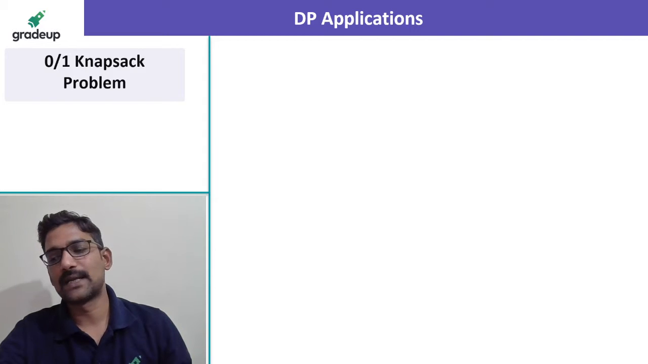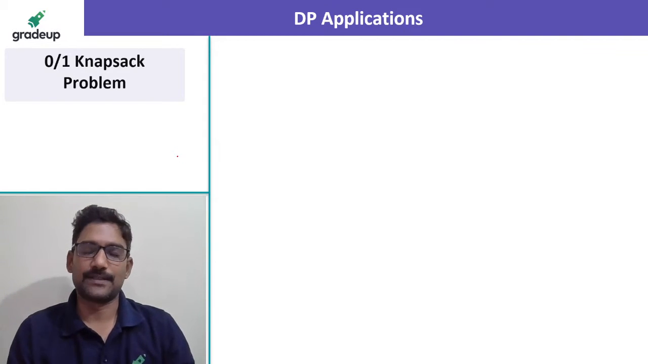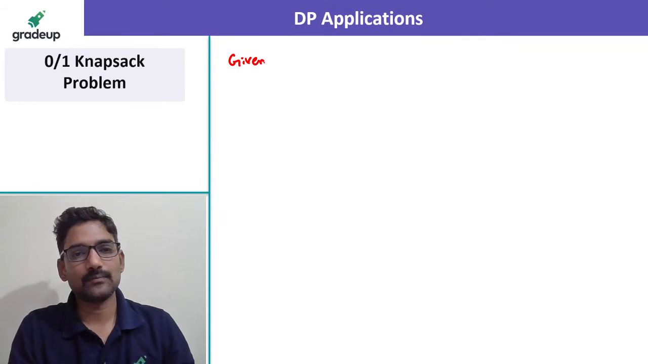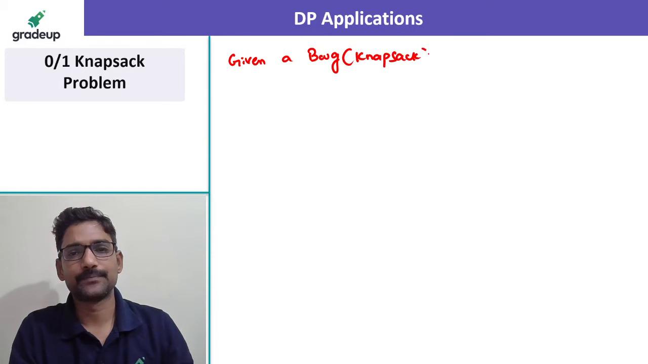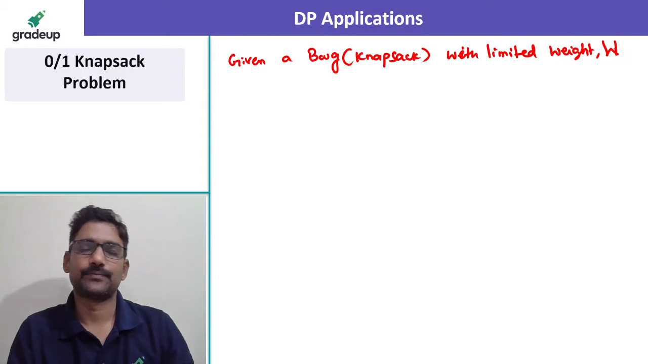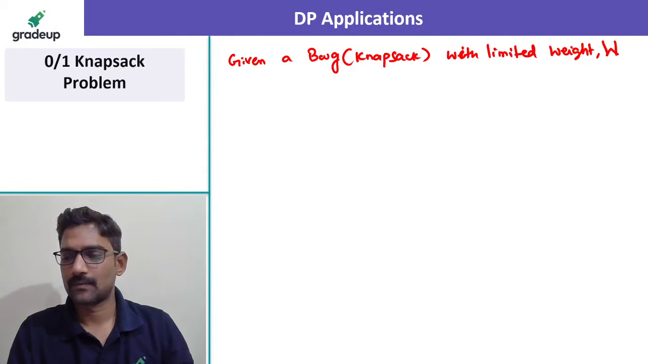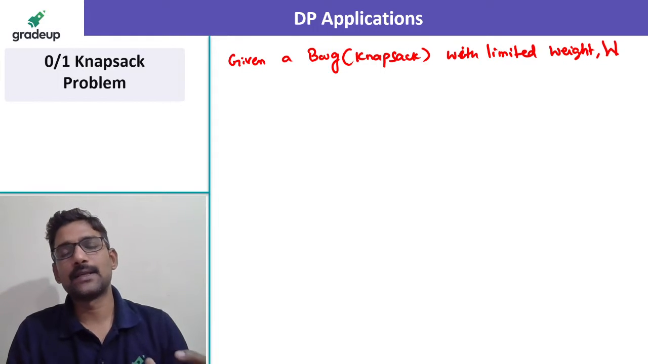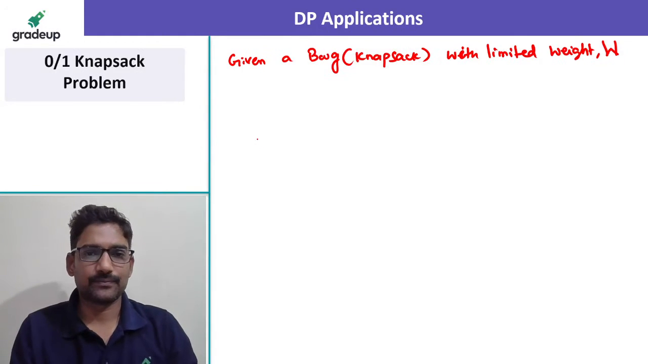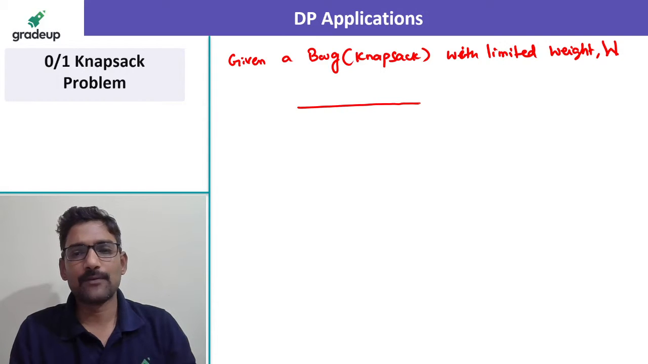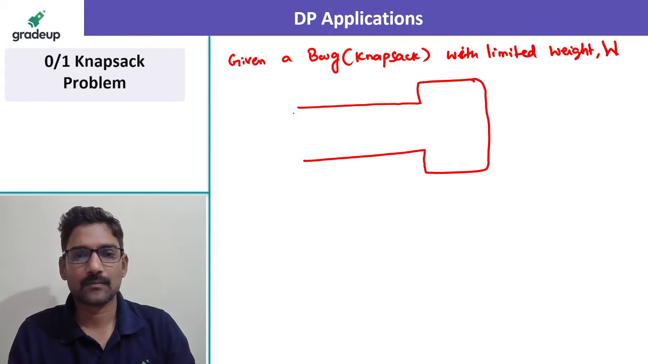First, what is the 0-1 knapsack problem? You are given a bag, technically called a knapsack, with some limited weight, let's say W. You can assume, for example, you have got a truck.